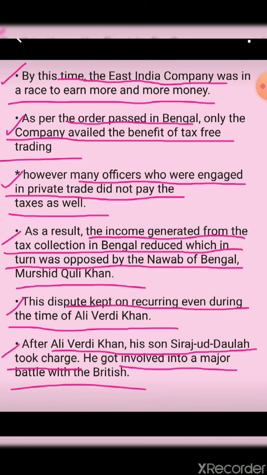That means after Murshid Quli Khan, Ali Vardi Khan also faced the same situation. He also opposed it. After Ali Vardi Khan, his son became the Nawab of Bengal. His name was Siraj ud Dawla, and he also got involved in major battles with whom? That is with the British, because he was opposing the rights being taken by the British and the way the British were conducting themselves in India. For that reason he had many battles with the Britishers.